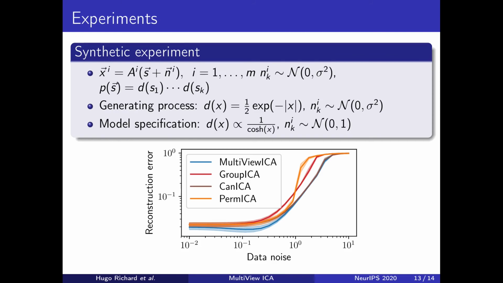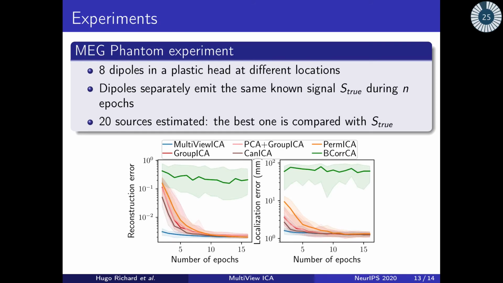A second experiment involves MEG phantom data collected using a realistic head phantom, which is a plastic device mimicking real electrical brain sources. 8 current dipoles positioned at different locations can be switched on and off. We view each dipole as a subject, and an epoch corresponds to 3 seconds of MEG signal. We choose 2 to 16 epochs at random and concatenate them in the time dimension. We apply algorithms on this data to extract 20 shared sources.